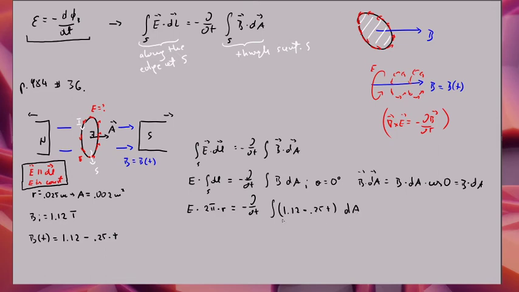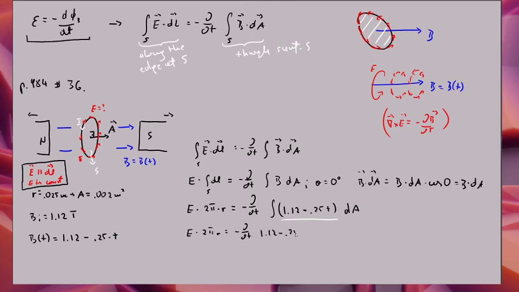Nothing in this integral has anything to do with dA, so you can just pull this stuff out. And so let's take the next step. That is, I would have E times 2 pi r equals minus d/dt.